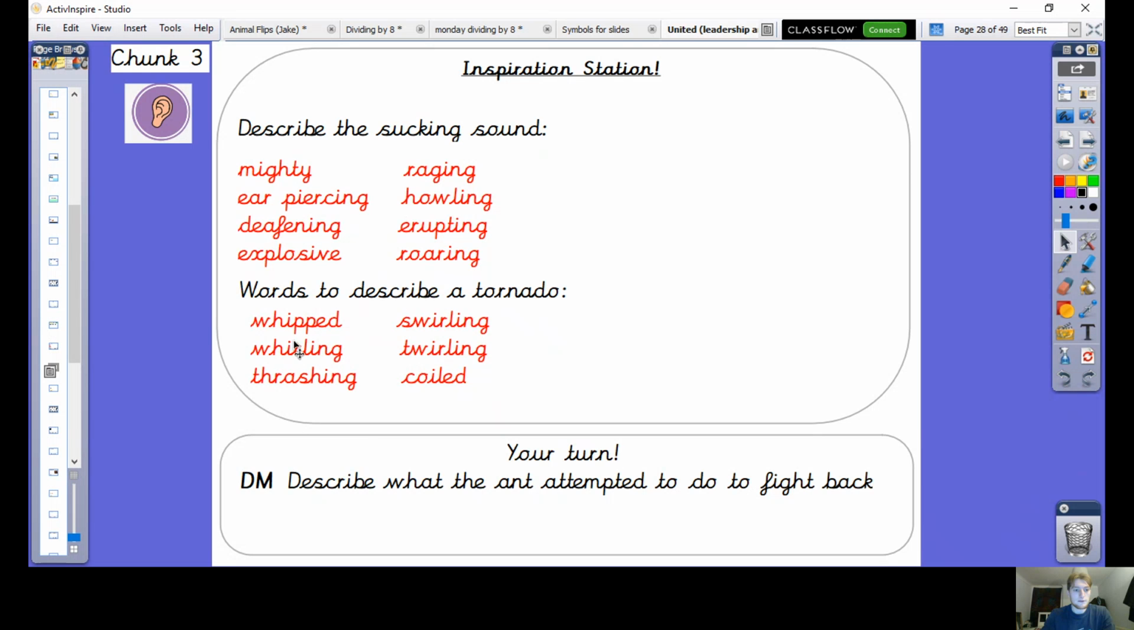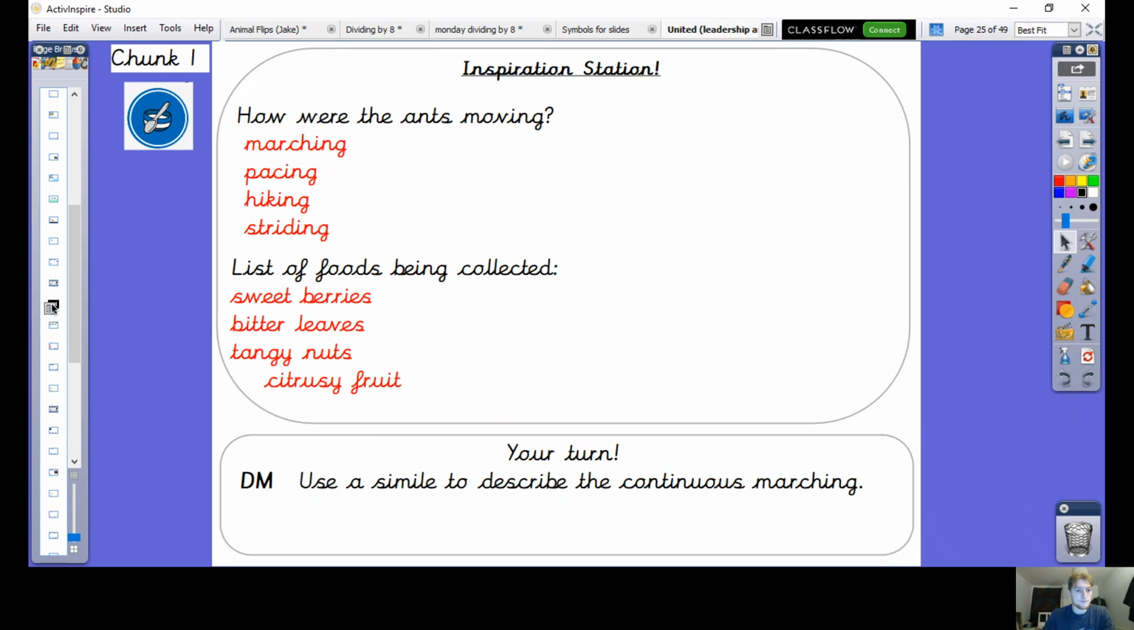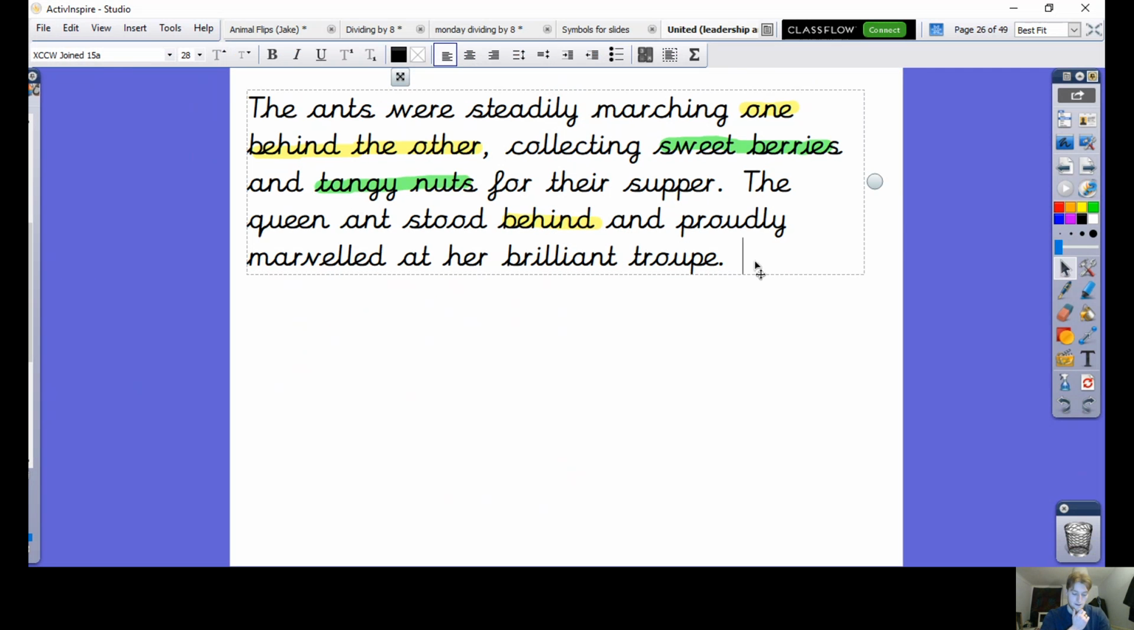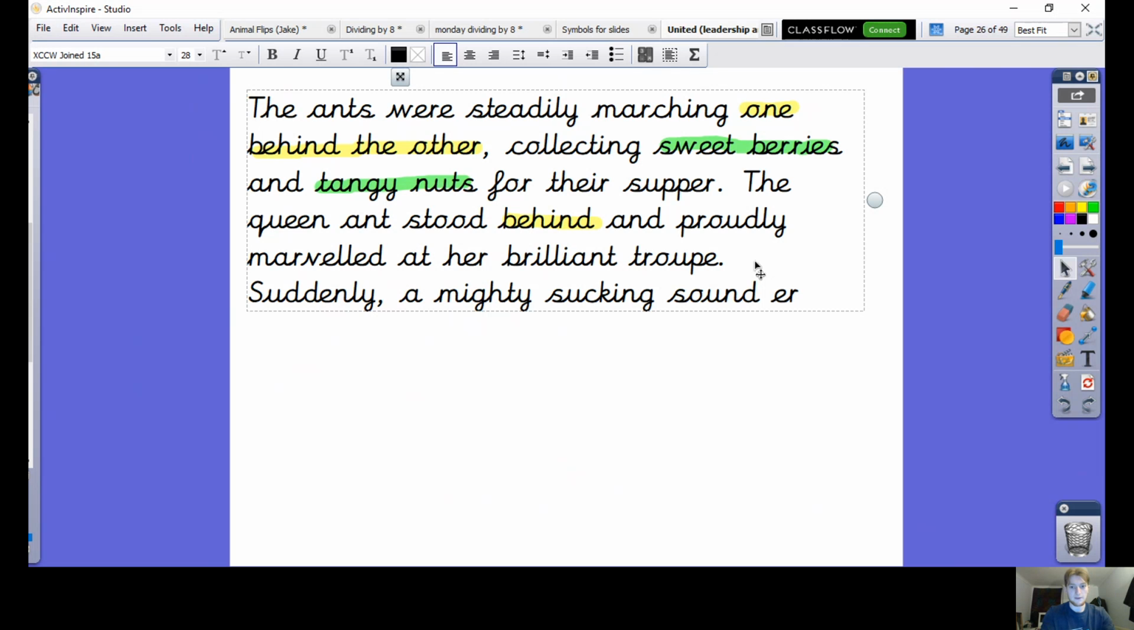Right, now we've got these words, I am going to model another sentence. There we go. So to start with, I want to firstly think this happened very suddenly, didn't it? That could be a good word to use actually. So, suddenly, comma. Remember, we need to split our adverbs away from our main sentence with a comma. So suddenly, mighty sucking sound erupted.